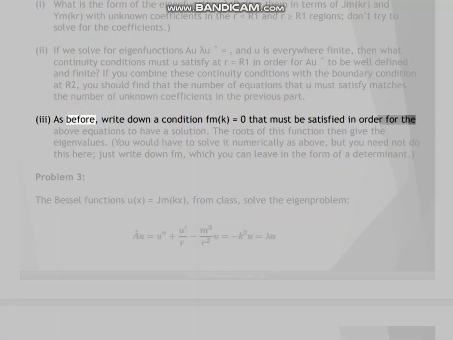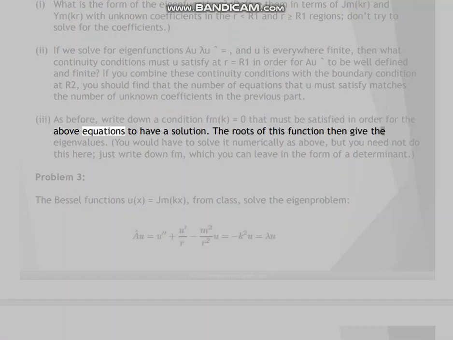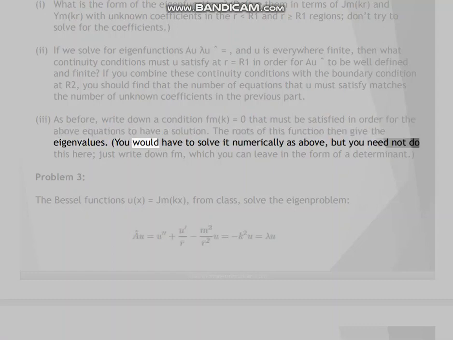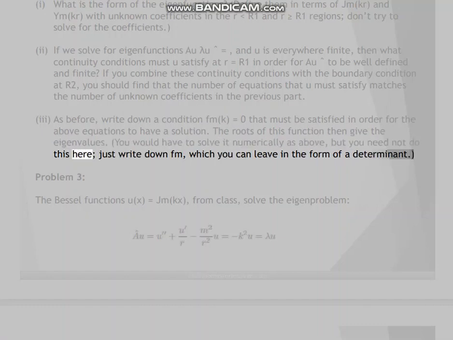3. As before, write down a condition f_m(k) = 0 that must be satisfied in order for the above equations to have a solution. The roots of this function then give the eigenvalues. You would have to solve it numerically as above, but you need not do this here, just write down f_m, which you can leave in the form of a determinant.